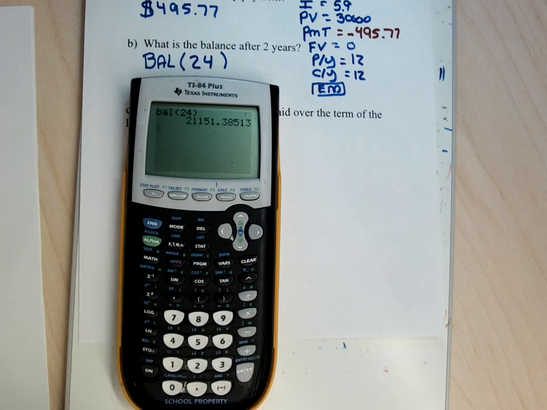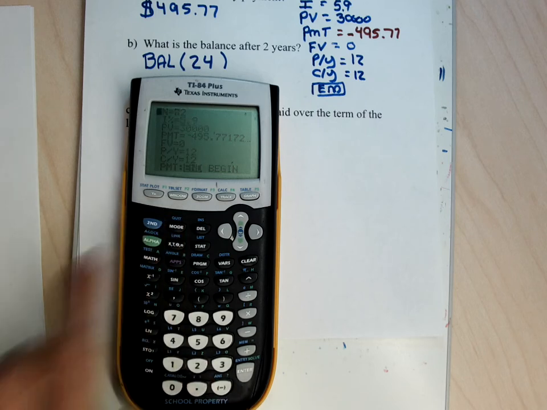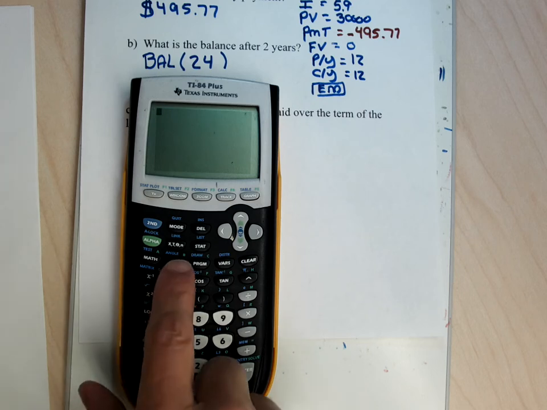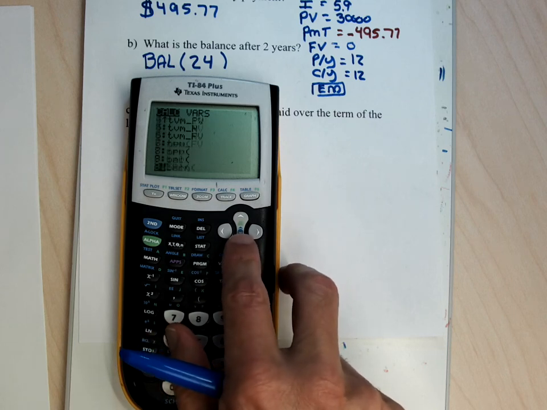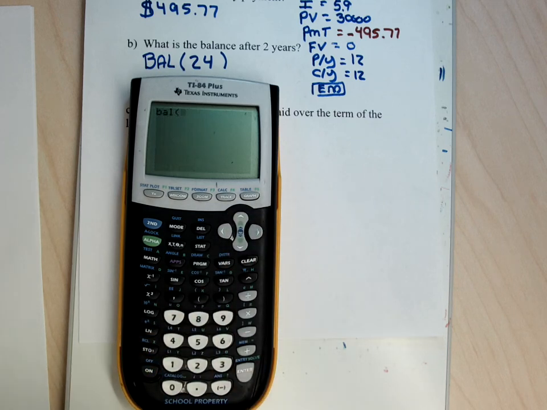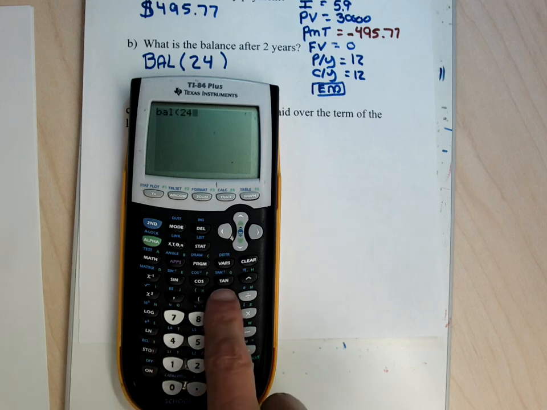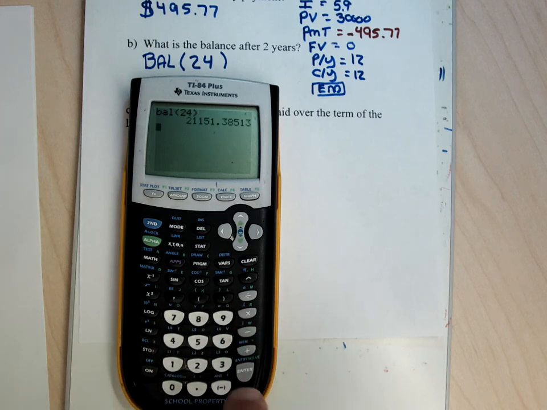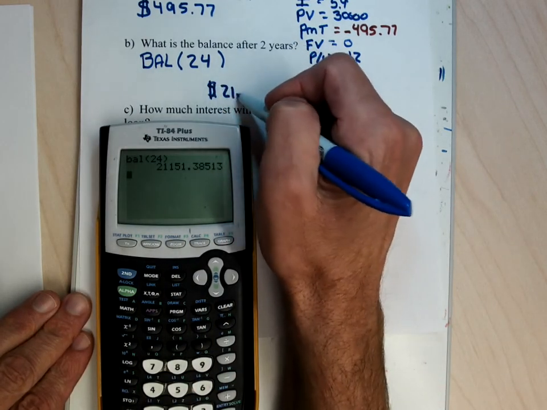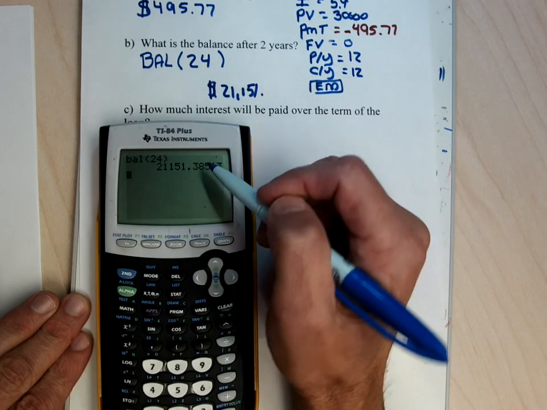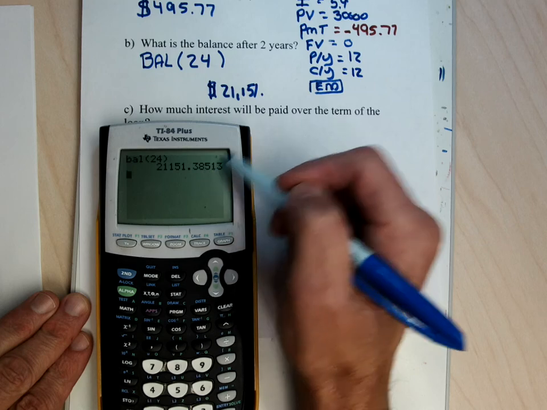Let me go through that again in case you didn't get it. Let me clear out the screen. So in my TVM solver, I've just computed that $495.77 payment. After I do that, I hit second and quit to get out of that screen. Then I go apps, enter on finance, arrow up or down until you find BAL, hit enter on BAL, type 24 for the 24 months that are in 2 years, close my parentheses, and this gives me my balance. I'm going to round to 2 decimals. It's going to be $21,151, and I'm going to round that to 39 cents because the 5 after the 8 rounds it up.